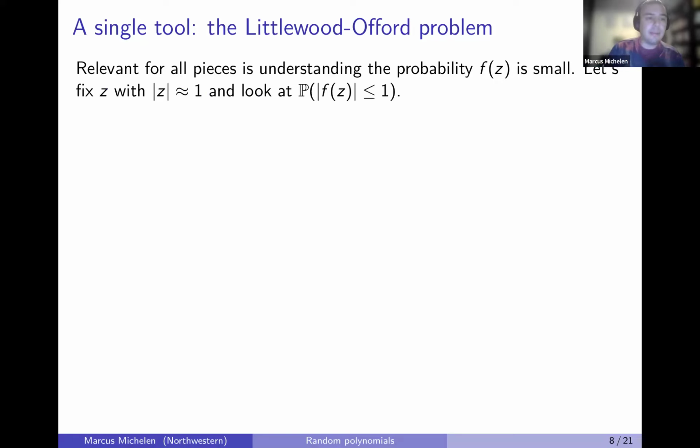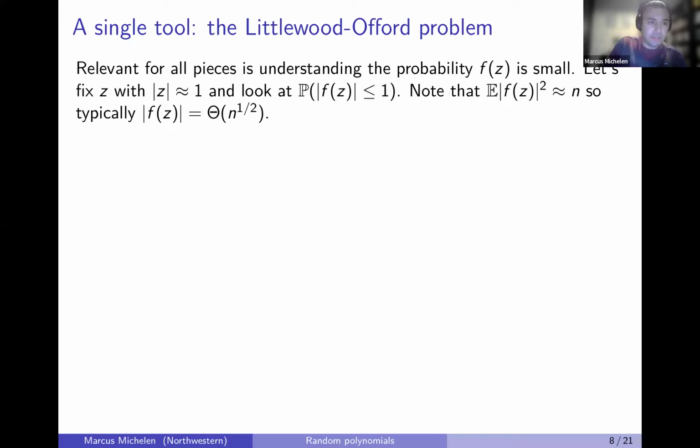So let's take a look at some fixed z, where z is going to be basically 1, and I'm going to look at the probability it's less than 1. I want to first understand why that's the correct thing to think about. If I look at the variance of it, which is just the expectation squared, I get something like n. So typically, I should expect f to be like square root of n. So the probability it's less than 1 really is the probability it's much smaller than it's supposed to be.